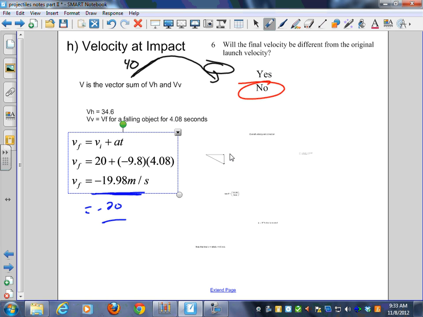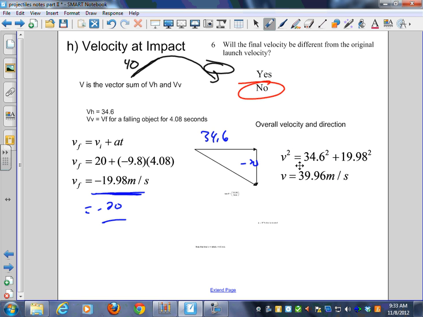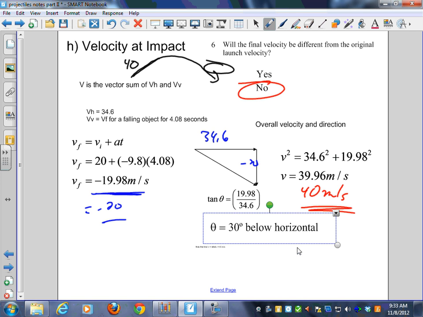And so you've got a triangle like this, with 34.6 there and minus 20. And so how are we going to find the velocity at impact? We're going to have to add them together using Pythagoras. So 34.6 squared plus 19.98 squared gives me 39.96, which for all intents and purposes is 40. What's the angle going to be? 19.98 over 34.6, what's it going to be? What was the original angle? Anybody remember? 30. It was launched at 30 above the horizontal.